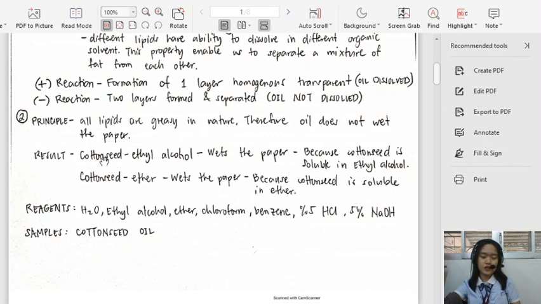Okay? So, since nag-dissolve siya sa ethyl and sa ether, then you will expect that it will leave a wet mark on the paper for both mixtures. Okay? So, pareho silang positive. So, your cottonseed ethyl alcohol will wet the paper because cottonseed is soluble in ethyl alcohol. The same with your ether.